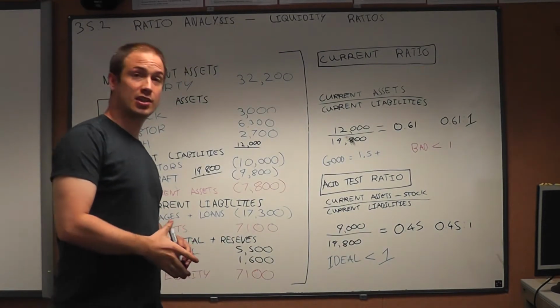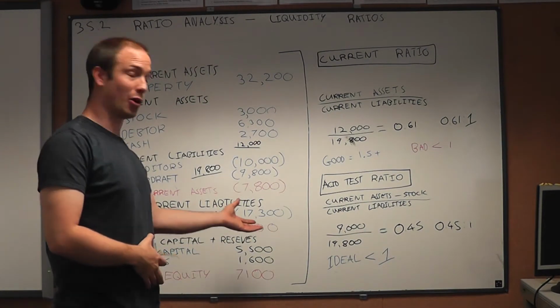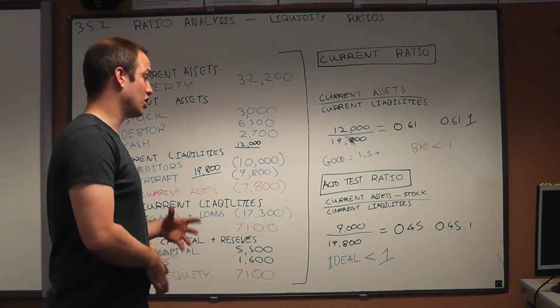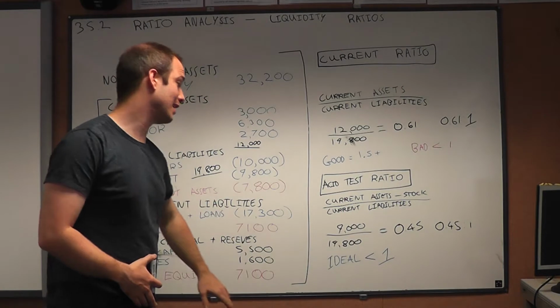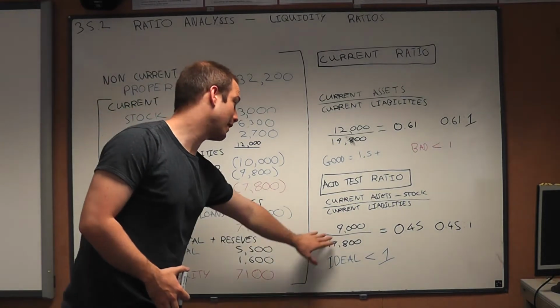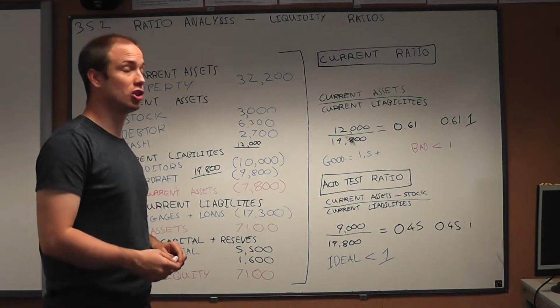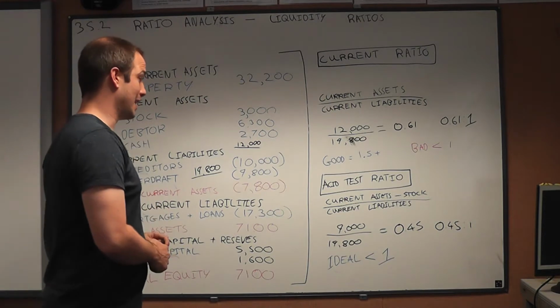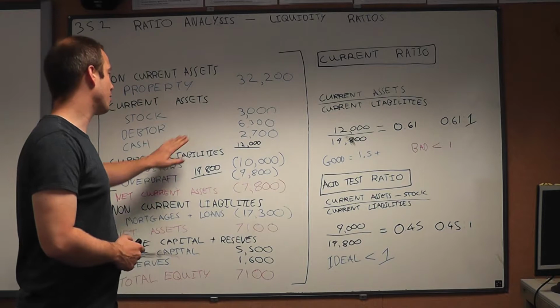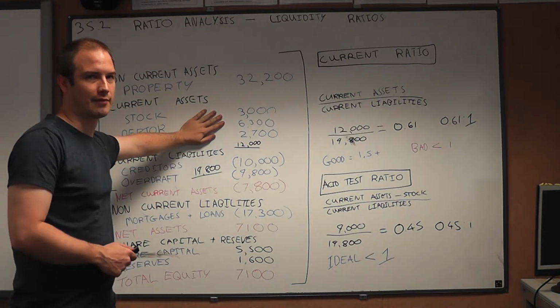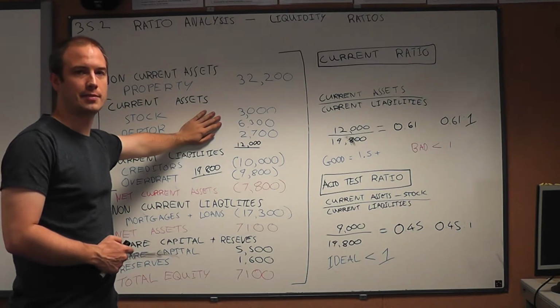Which again shows us that this business is not in a very good position in terms of liquidity. Ideally the figure for the acid test ratio should be greater than 1. In this case, it's very much below. It's not even above 0.5. So we know that this business potentially could have difficulty paying its short-term debts.